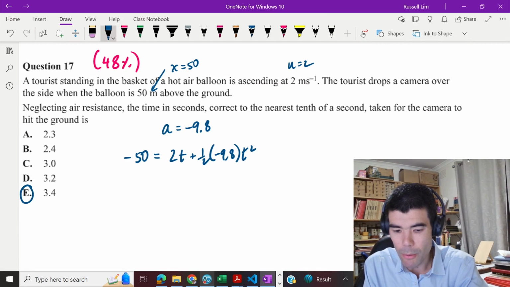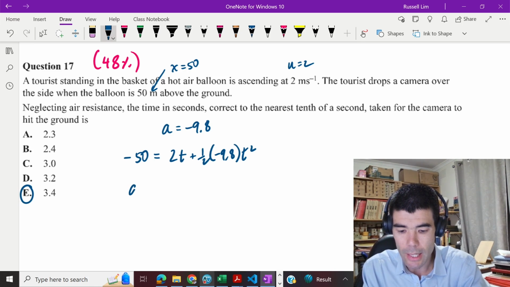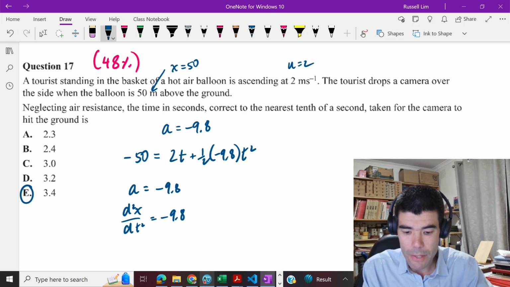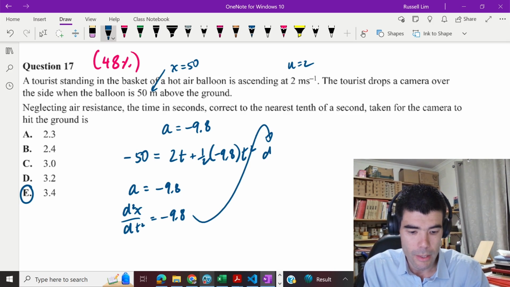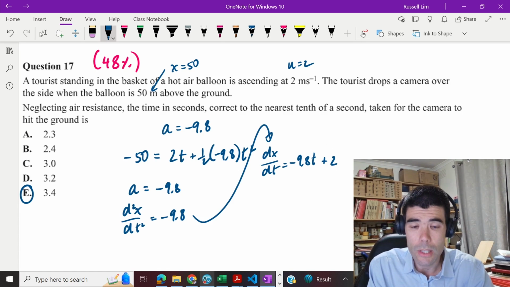All right, so we're getting 3.4. We can do this without a constant acceleration formula. If we just let a be negative 9.8, that is going to be d squared x dt squared. So we can anti-differentiate twice. dx/dt will be negative 9.8t plus c. Now the initial velocity is 2 in the positive direction.